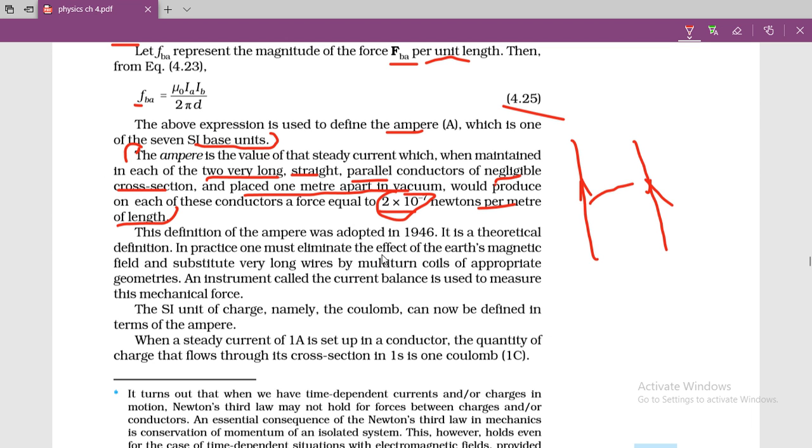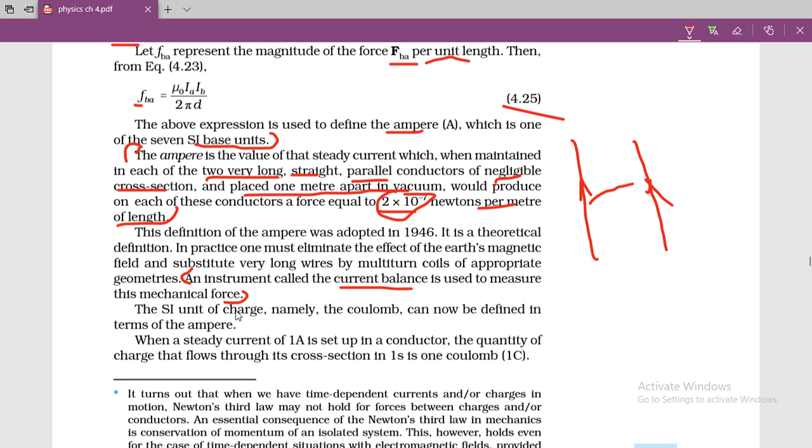You have seen, because if you place this in the Earth's environment, there must be some Earth magnetic field. That magnetic field is ignored here. An instrument called the current balance is used to measure this mechanical force. So this mechanical force between the two current carrying conductors can be measured by an instrument called current balance.